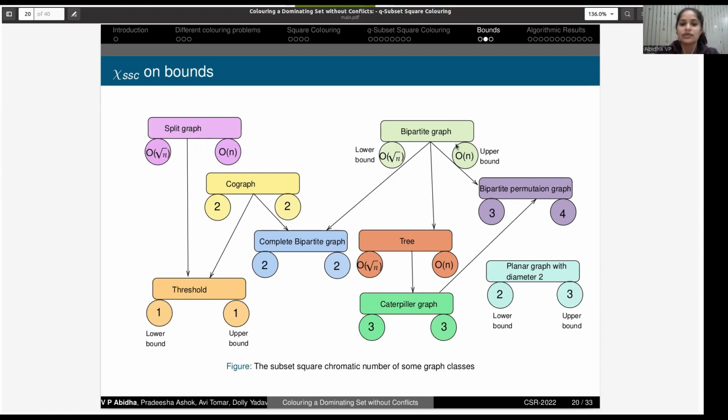The bipartite graph is a superclass of the complete bipartite graph, tree, and bipartite permutation graph. And there exist bipartite graphs which need root n colors. And the subset square chromatic number of a planar graph with diameter 2 needs 2 colors.